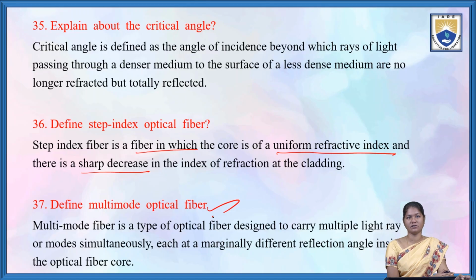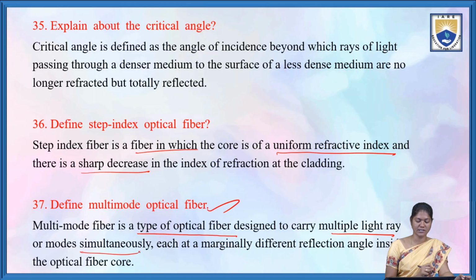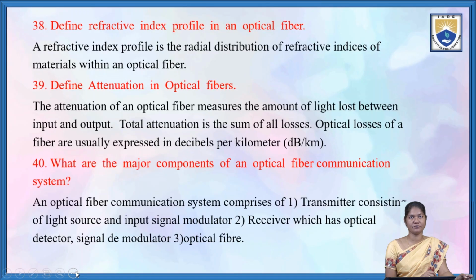Define multi-mode optical fiber. A multi-mode optical fiber is a type of optical fiber designed to carry multiple light rays or multiple modes simultaneously, each at a marginally different reflection angle inside the optical fiber core. Define refractive index profile in an optical fiber. A refractive index profile is the radial distribution of refractive indices of materials within an optical fiber.